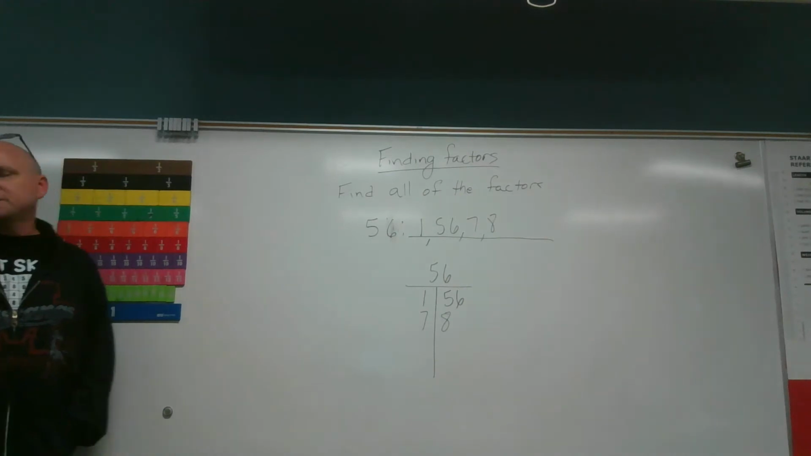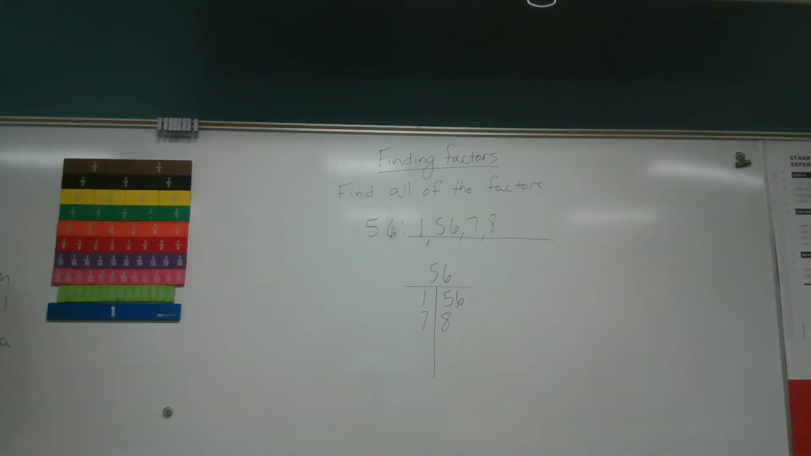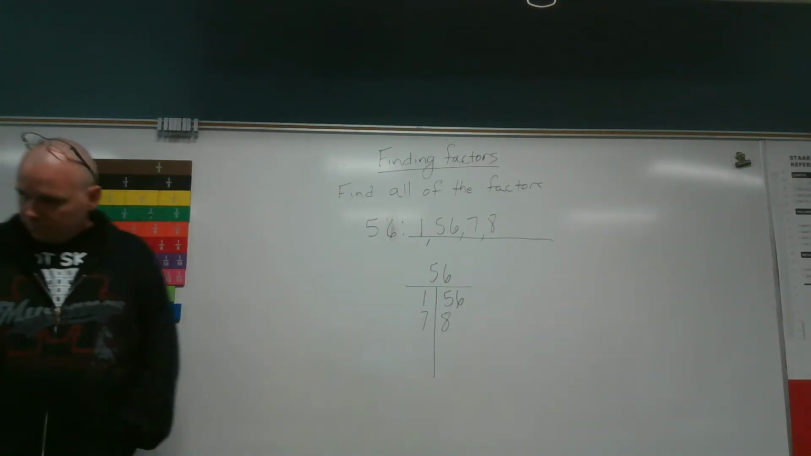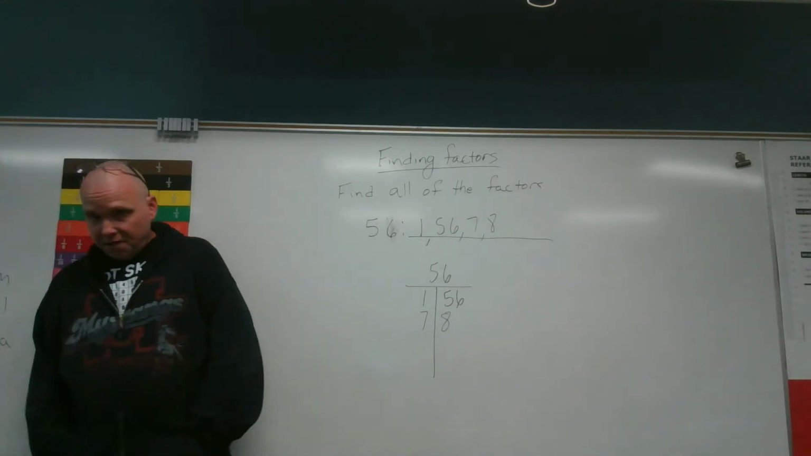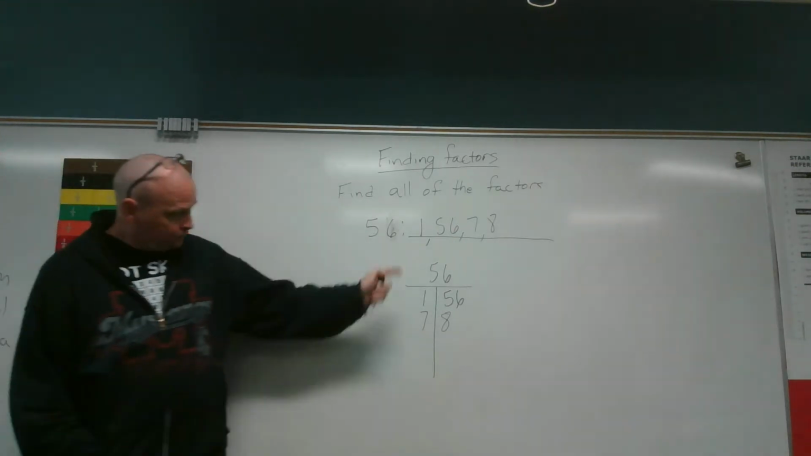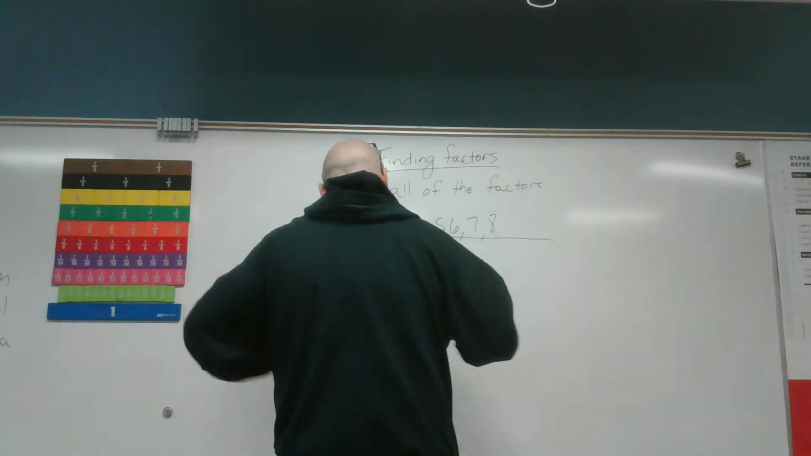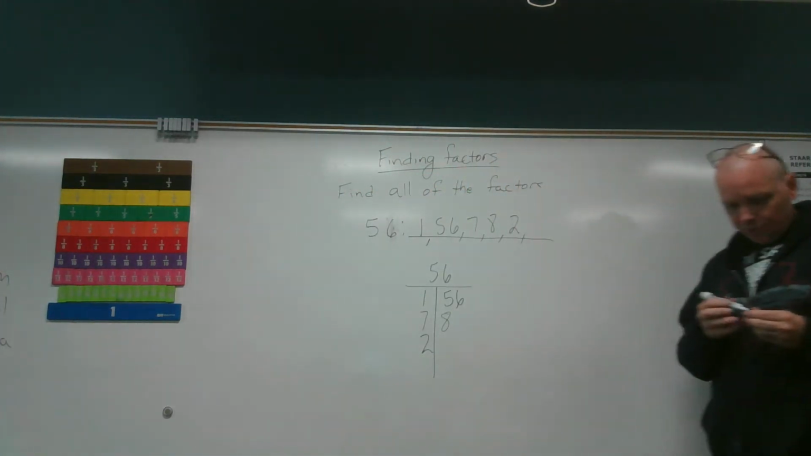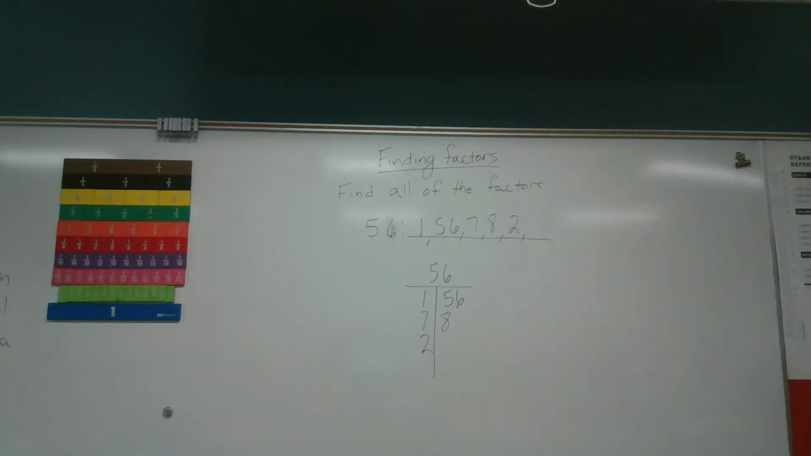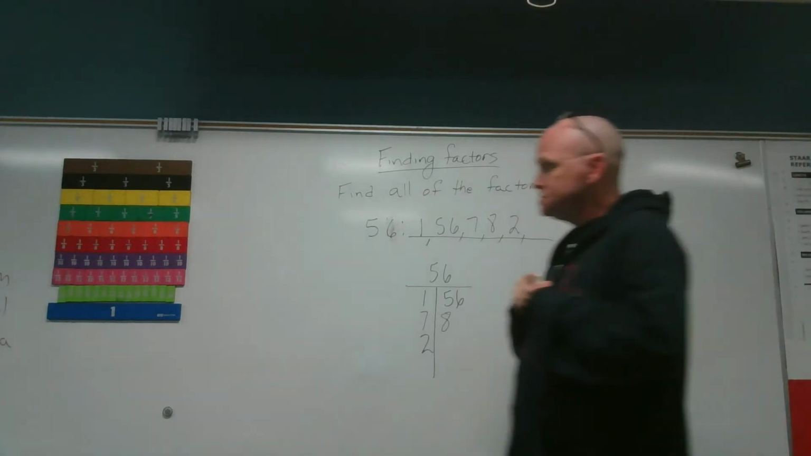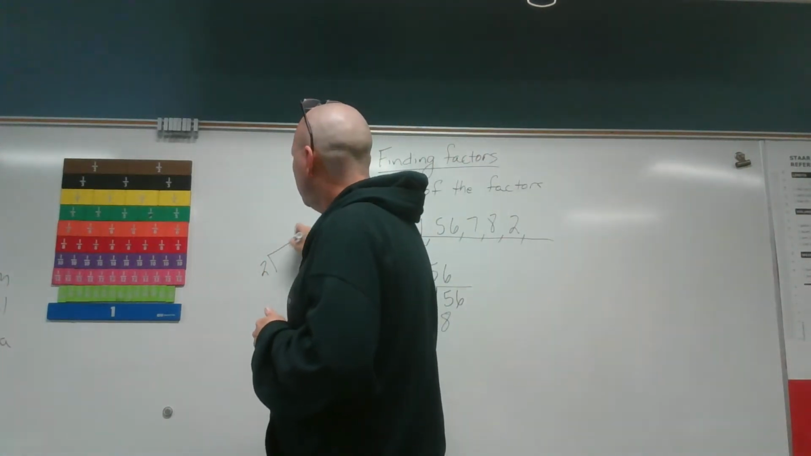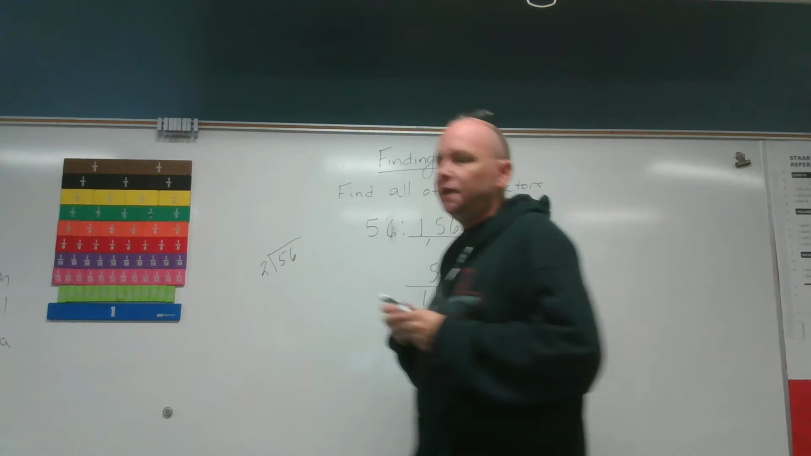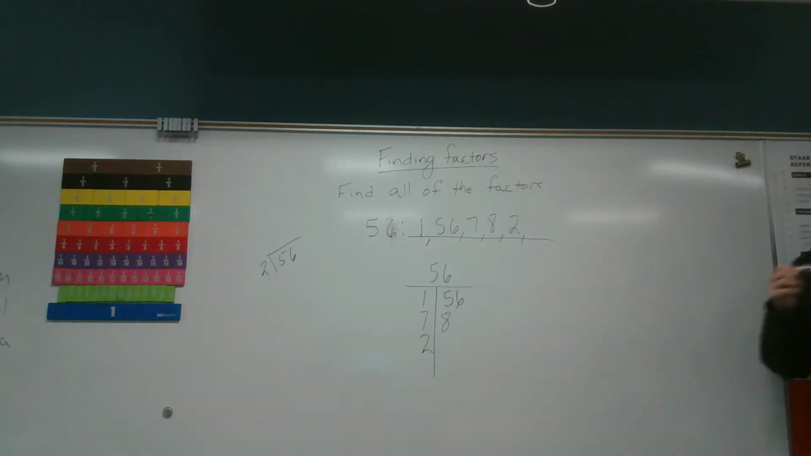Solis, any other factor pairs? What about 2? Is 2 going to be a factor of 56? Yes, because it's even. So 2 times something is going to equal 56. If you don't know, just divide 2 into 56. I know it's going to go in evenly because I know my divisibility rules. 28.